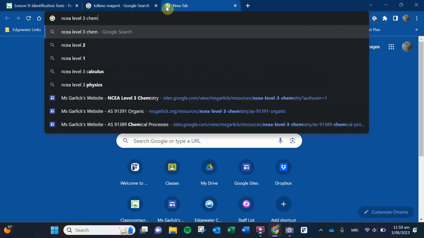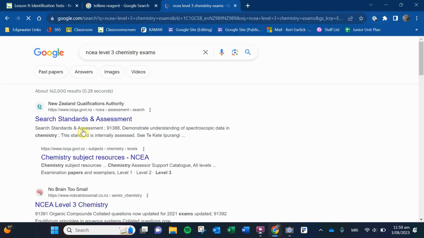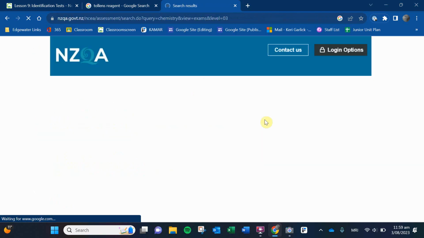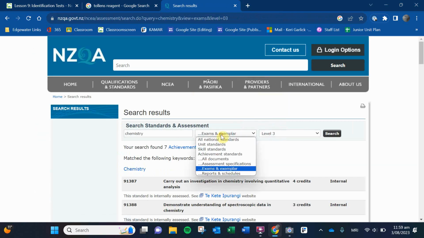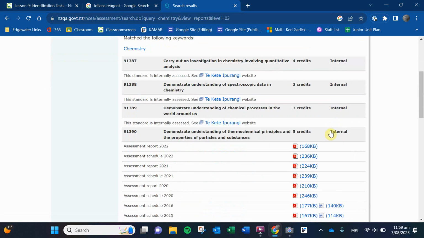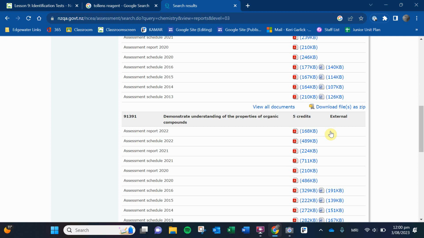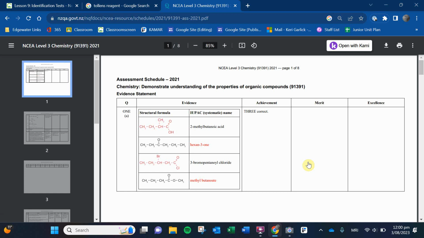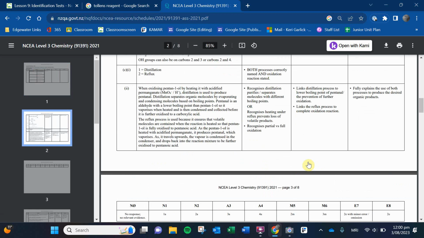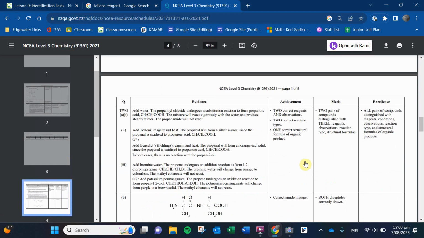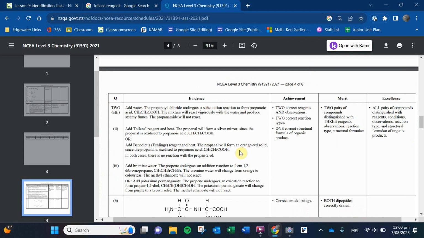NCEA Level 3 Chemistry exams. All right, we want the schedules. And we want the 21 organic. Here we go. There we go. Schedule. All right. So that was question number 2. Just want to show you guys how the points broke down and how easy it kind of is.